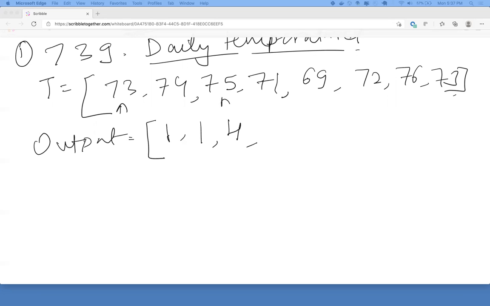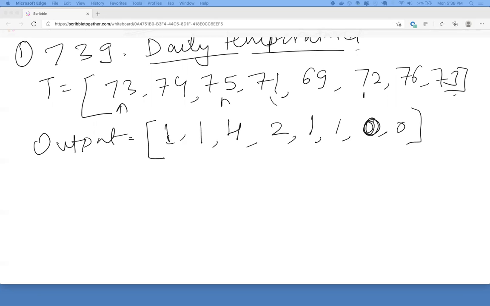For 71, you have to wait for 2 days. 69, you return 1, right? And 72, you return 1. Then you have 0. And similarly for 73, you have 0. Is that clear?